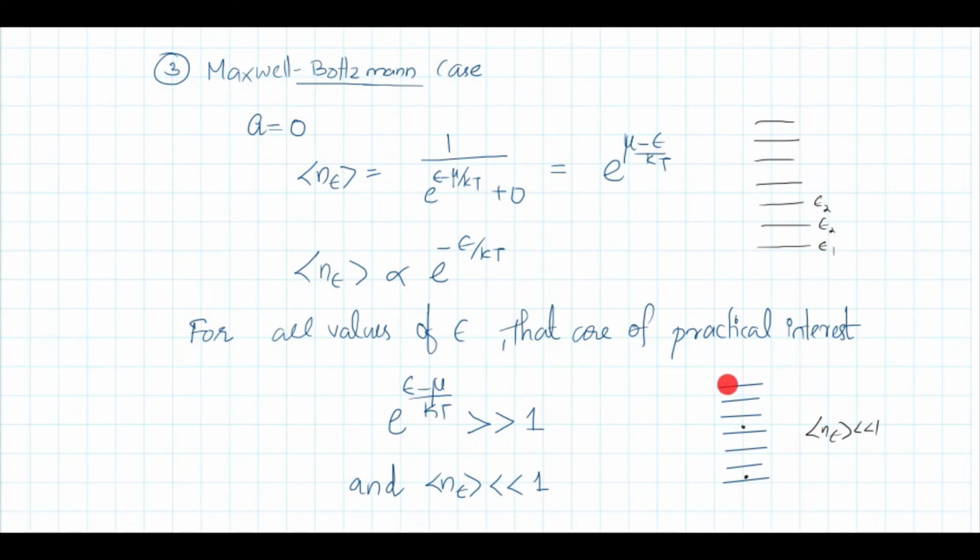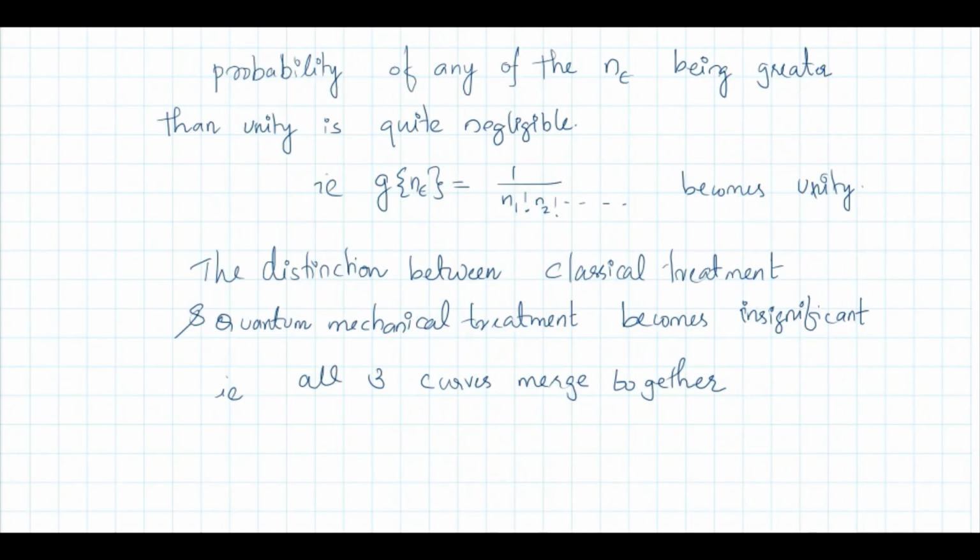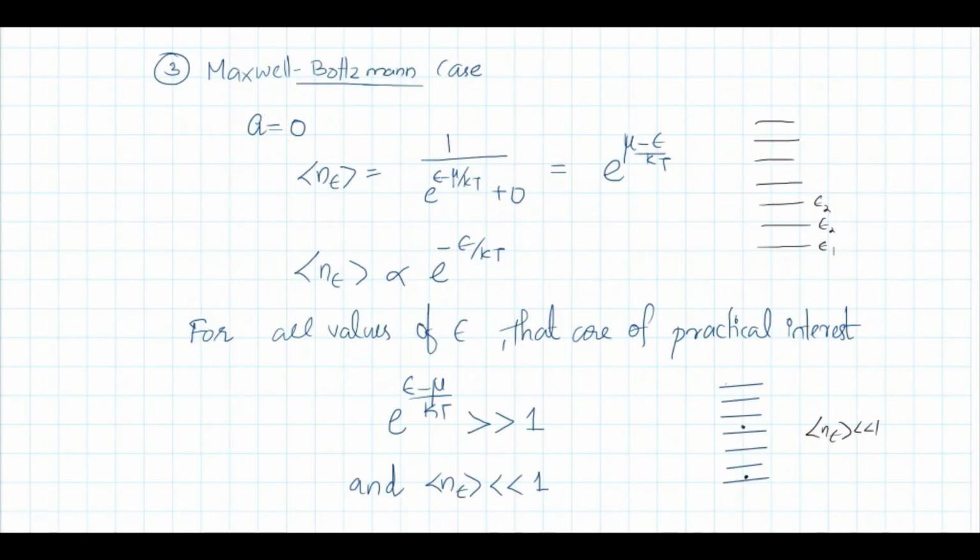And if some states have more particles, that is, if the density of the system is very high, then the value of occupation number will be greater than 1. So occupation number very much less than 1 means there are a lot of single particle states and the number of particles is very low. So the probability of any of the n epsilon being greater than unity is quite negligible. That is the meaning of this statement.